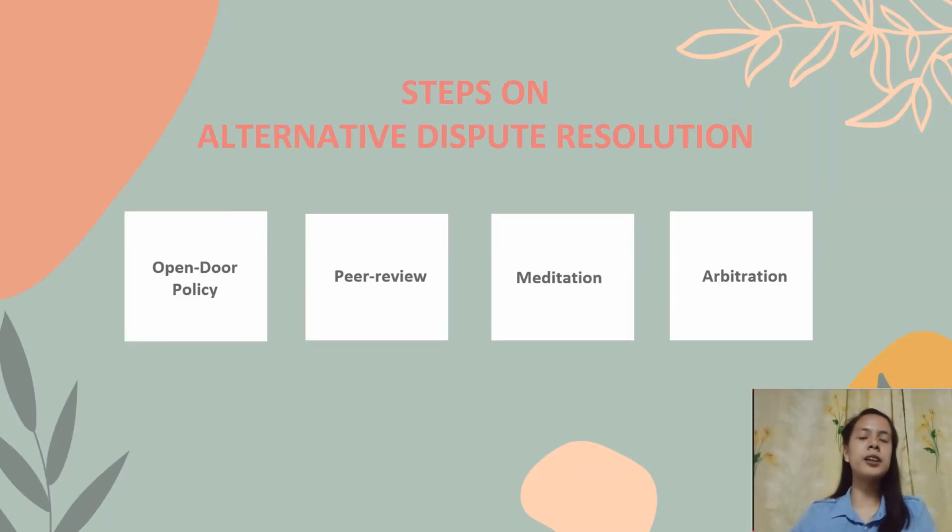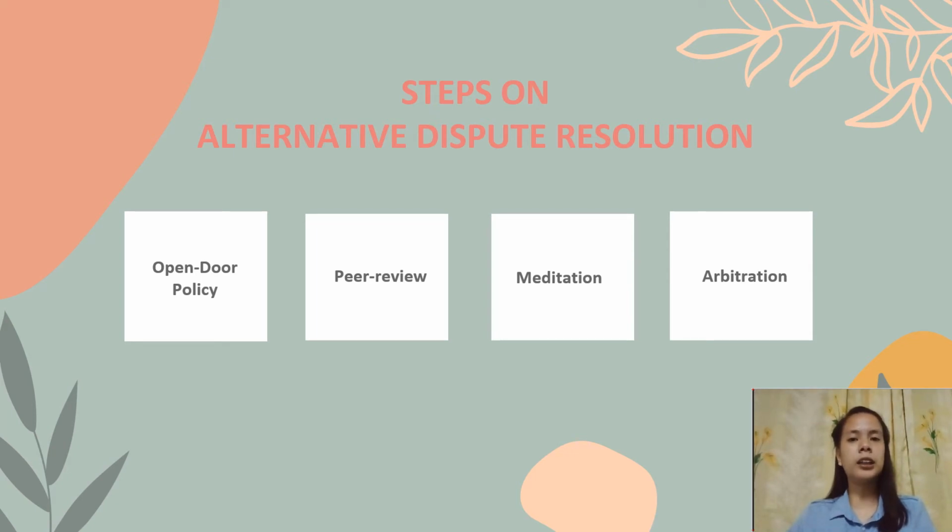Alternative dispute resolution has 4 stages: the open door policy, peer review, mediation, and arbitration. The first one is the open door policy. The two people in conflict try to arrive at a settlement together. If none can be reached, they proceed to the peer review, where a panel composed of employees of the organization at the same level as those in the dispute hears the case and attempts to help the parties arrive at a settlement.